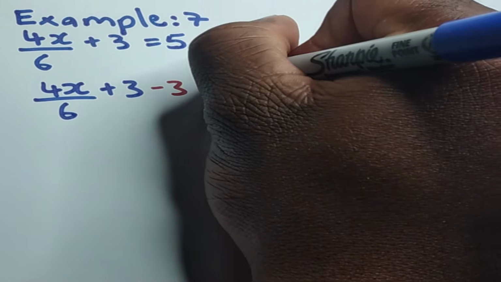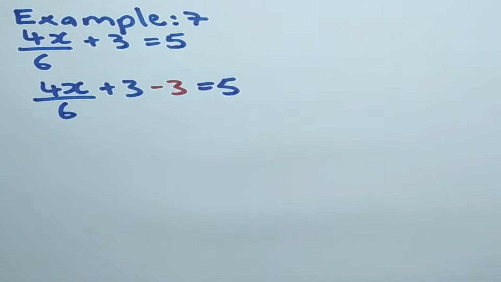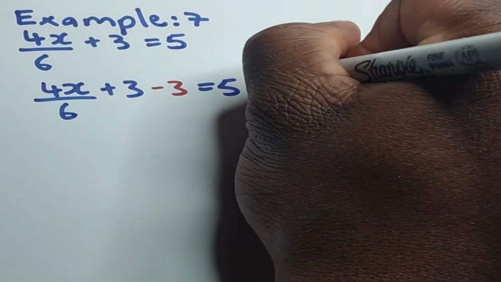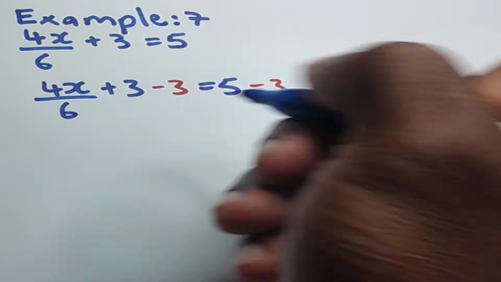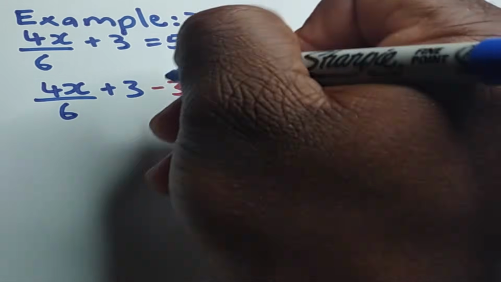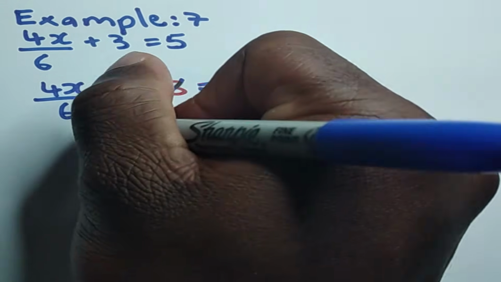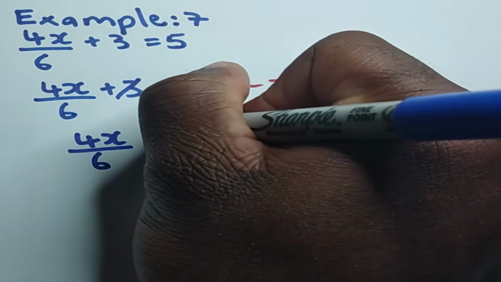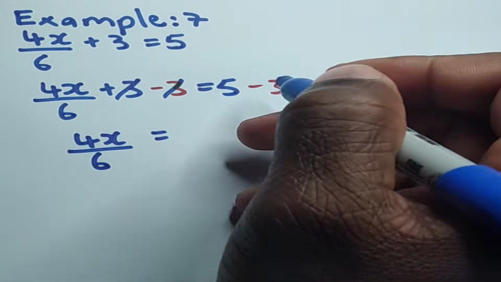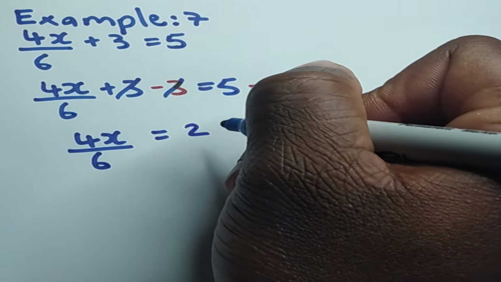And whatever we do to one side, we are required to do the same thing to the other side. So we have to minus 3 over here as well. Now let's see what happens when we do that. So 3 minus 3, those things will cancel out, and we'll be left with 4x over 6 is equal to 5 minus 3. That's 2.